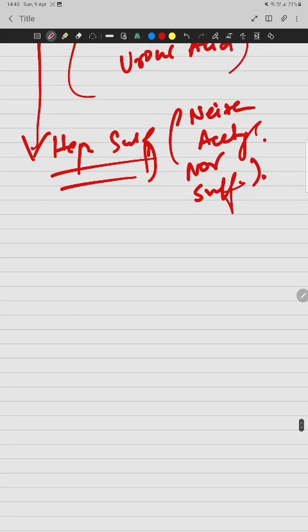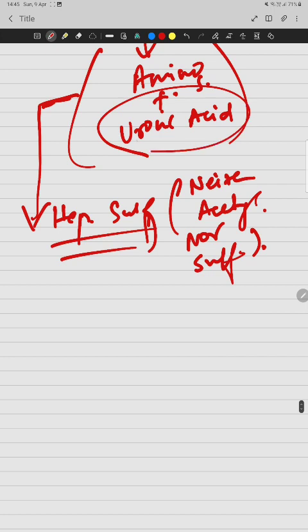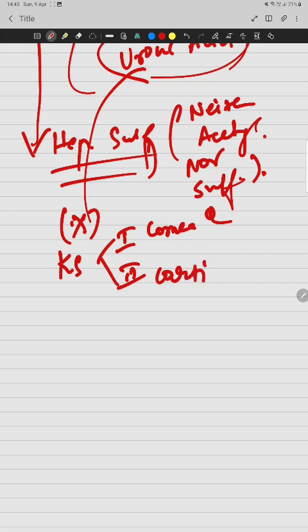And next, coming to your, okay, in one more thing, your uronic acid will be absent. So your uronic acid is absent in where? That is your keratan sulfate, both in your 1 and your 2. So 1 is present in your cornea, this is a question, and 2 is present in your cartilage, this is also a question. Okay, so this is how we have to approach this topic.